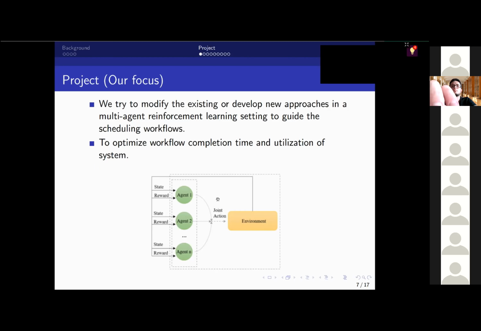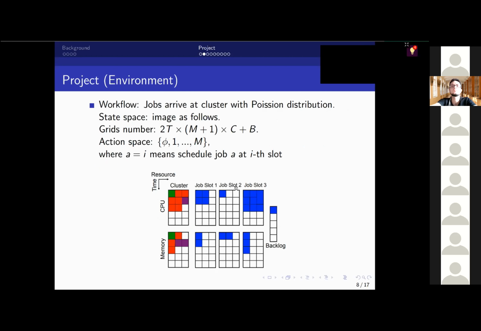Then I will introduce the environment of our project. In the workflow, the jobs arrive at the cluster with a Poisson distribution, and the state space of our environment is imaged as follows. We can see a state representation with two kinds of resources, CPU and memory, in our cluster. And there are 3 pending job slots.